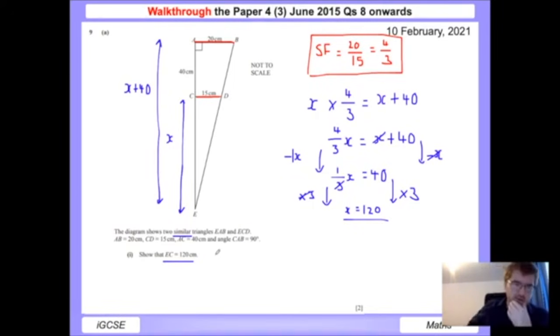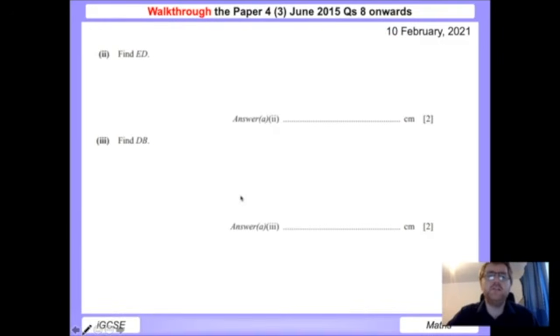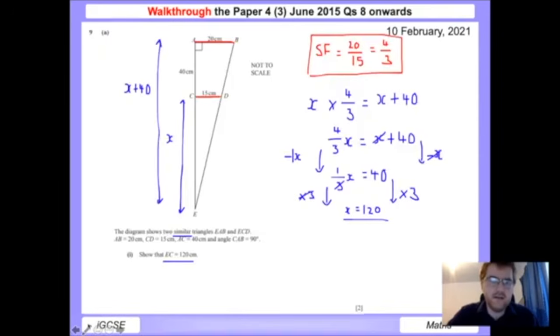It's up to you how you want to interpret that question. Okay, we'll see the mark scheme at the end. Once we know that's 120, we need to work out the following things. So we need to work out ED and DB. So let's highlight what ED looks like.